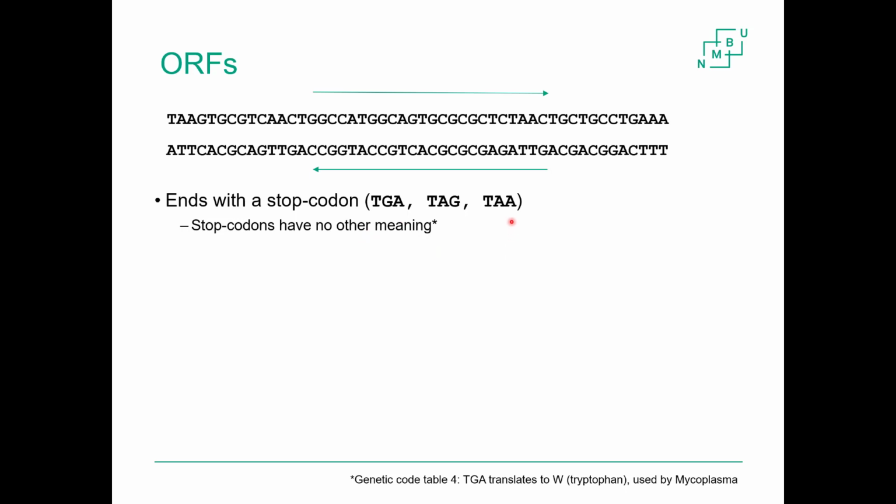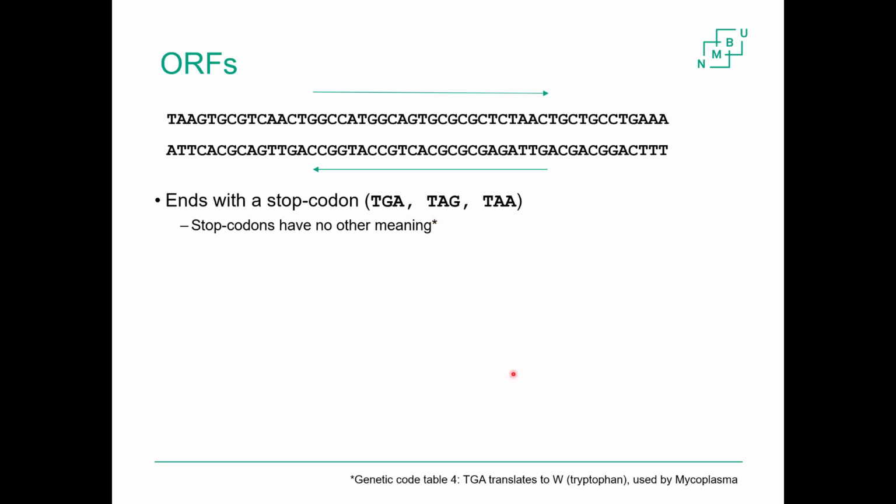All genes, coding genes, which are also open reading frames, end with a stop codon. And these are the possible stop codons in bacteria: TGA, TAG, or TAA. The nice thing about the stop codon is that it has no other meaning. It only means the end of an open reading frame if it is in the correct reading frame.